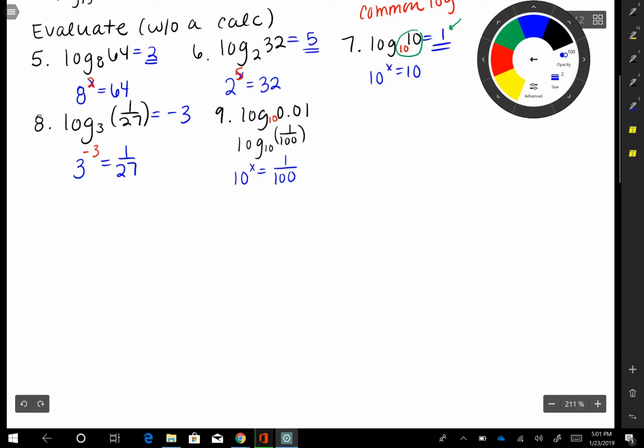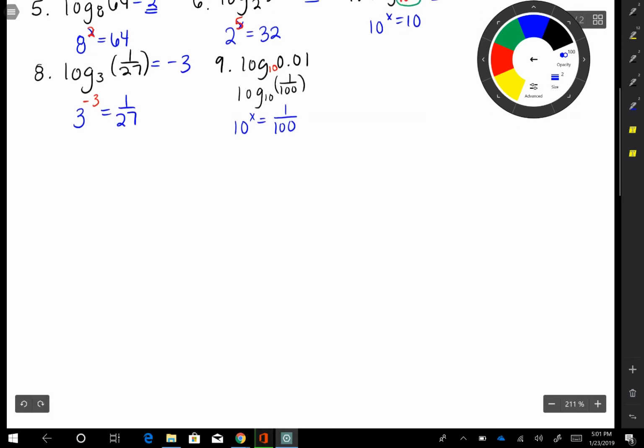I'm going to write this one a little differently than I did the previous one. It's the same idea. Well, I know that 100 is 10 squared. And if I wanted the reciprocal, I would have to make that a negative 2. So my answer here is negative 2 because 10 to the negative second will give me 1 over 100. All right, we're going to do one more of these.